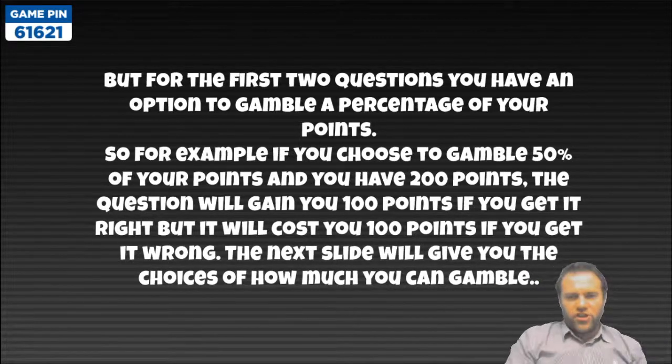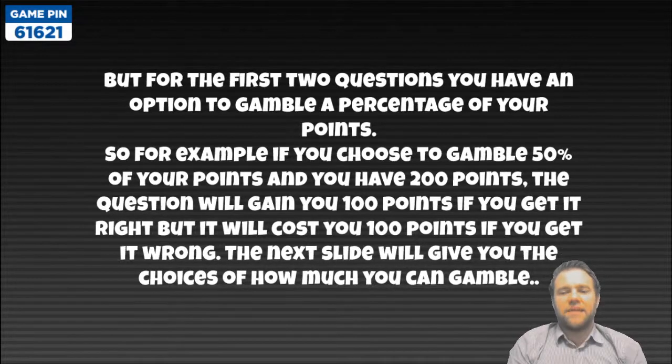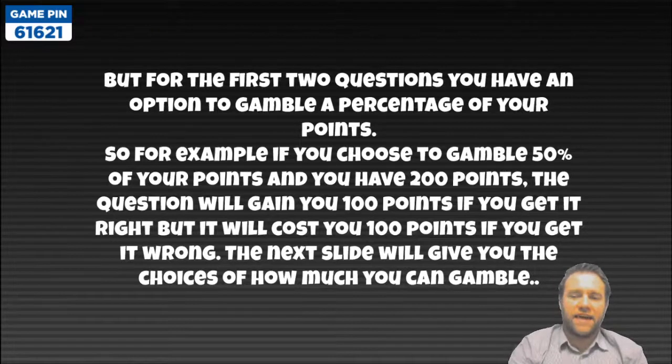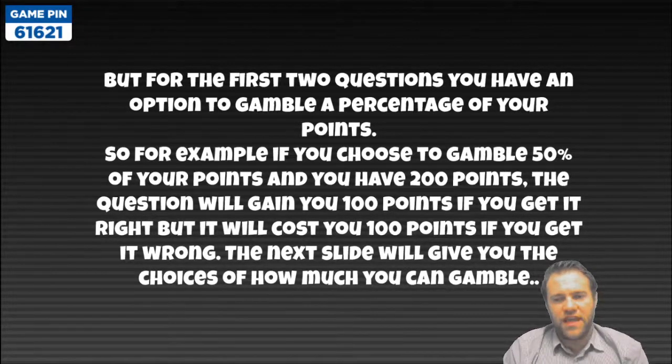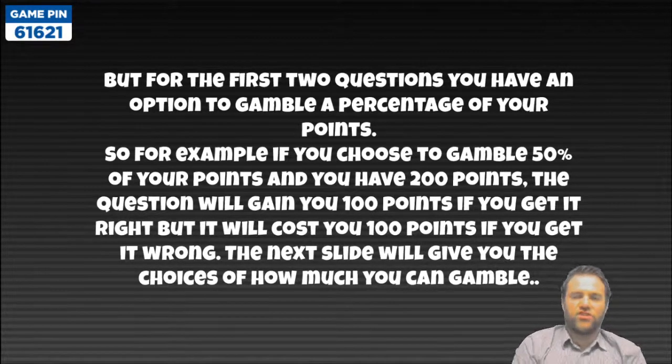Your first 2 questions, you have an option to gamble a percentage of your points. So, for example, if you choose to gamble 50% of your points and you currently have 200 points, the question will gain you 100 points if you get it right, but it'll cost you 100 points if you get it wrong. Okay, the next slide will give you the choices of how much you can gamble.